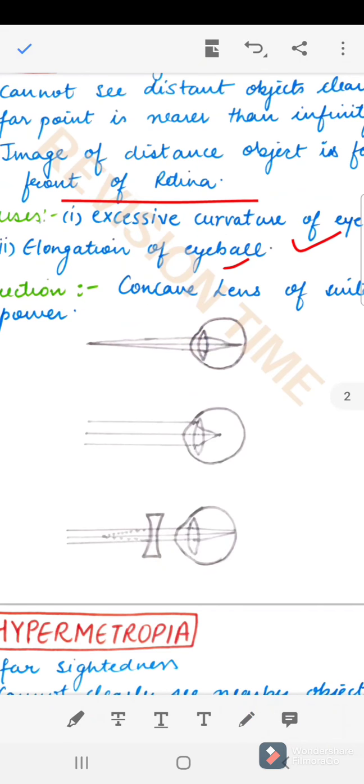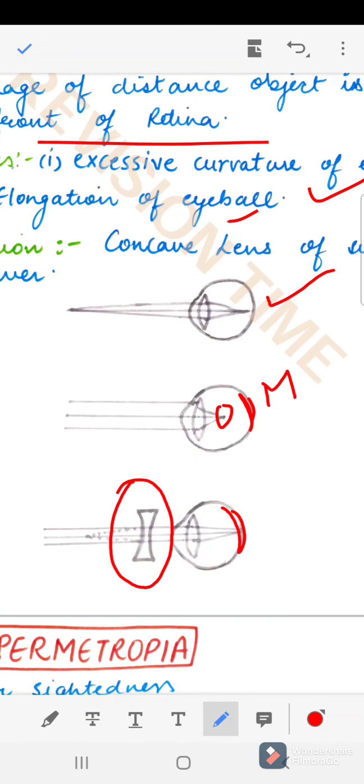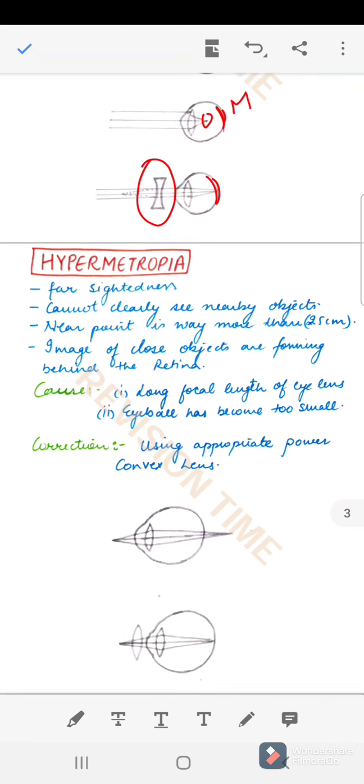As we can see here, the first picture is the normal eye. Here what is happening? The image is forming here, that is in front of the retina. Retina is here, so that means this is the myopic eye. Here we are using the concave lenses. Now what is happening? The image is again forming on the retina. So that means by using the concave lens, we can treat myopia.